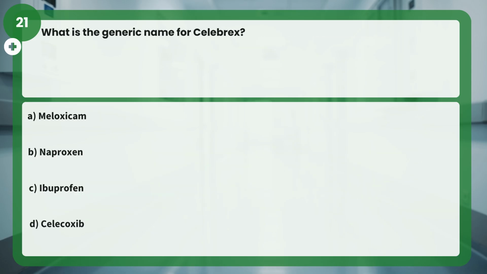Question 21. What is the generic name for Celebrex? A. Meloxicam. B. Naproxen. C. Ibuprofen. D. Celecoxib.